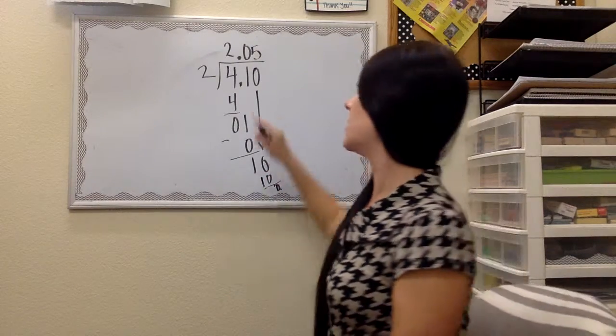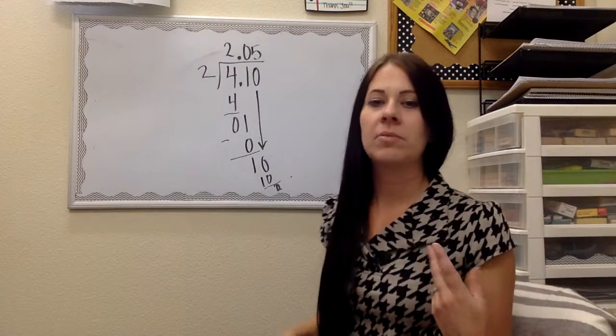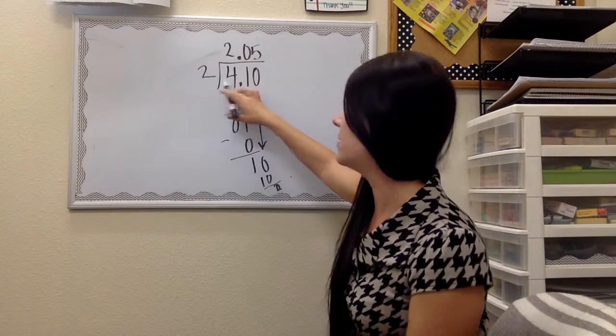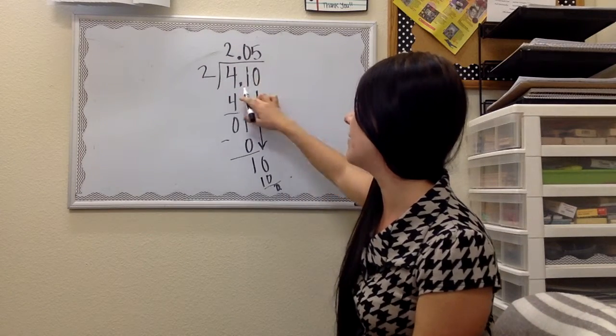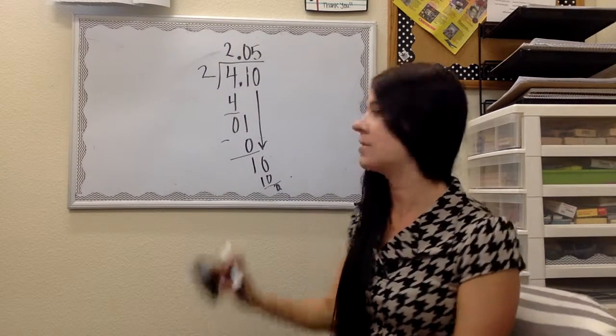Okay, so I picked this one because I want you to remember what to do with that decimal. And then ask yourself, is your answer reasonable? Would 2 times 2 give you 4? Yes. And would 2 times 0.05 give you 0.10? Yeah. Okay, so we feel good about our answer.